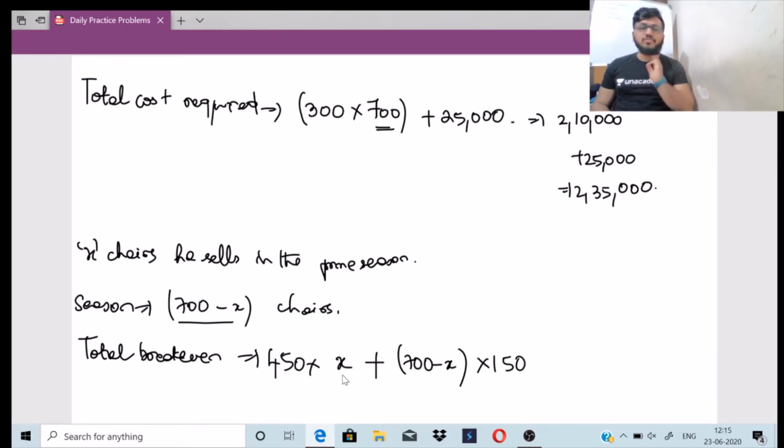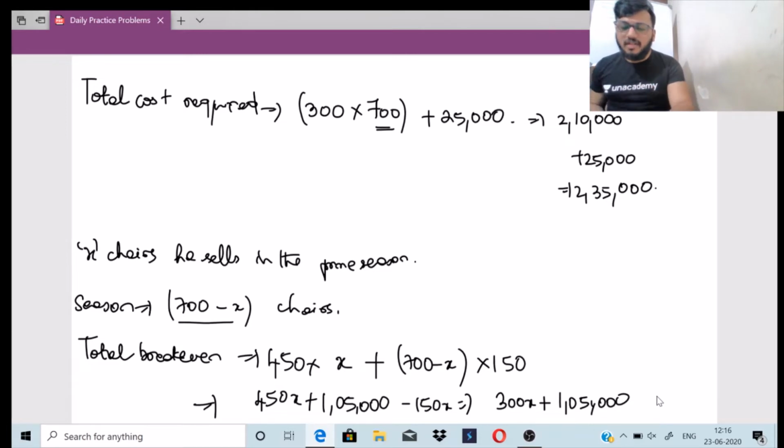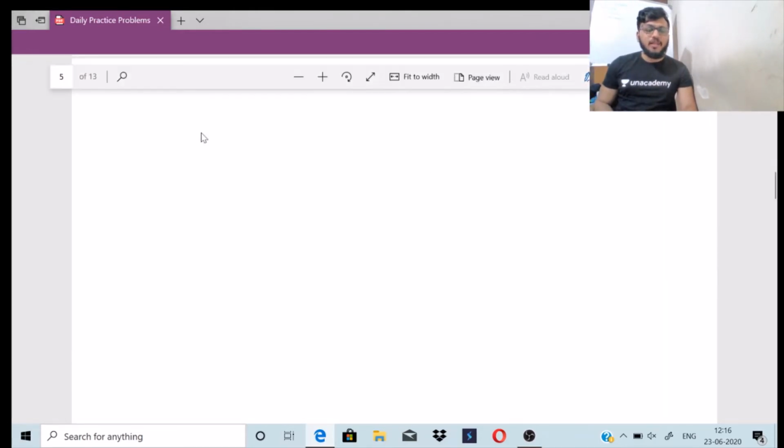450 into X, the number of chairs he is selling in the prime season, 450 rupees and X chairs. Then it is 700 minus X chairs into 150 rupees. So let us solve this. This will become 450x plus 700 into 150. 700 into 150 is 1,05,000 minus 150x. So this will turn to 300x plus 1,05,000 rupees.